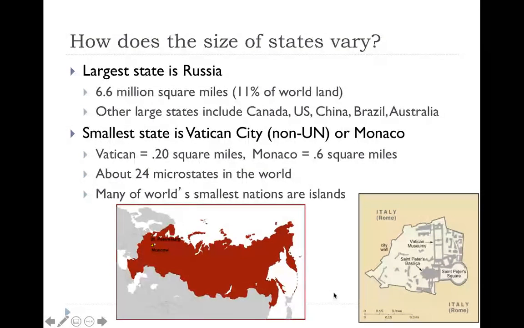When we look at the smallest states, we already talked about the Vatican City. Again, that's not recognized by the United Nations. There's a picture of the Vatican City there and just how small it actually is. It's surrounded by the city of Rome, and inside the Vatican City, it's about 0.2 square miles. And again, the smallest state in the world that's recognized by the United Nations is the state of Monaco, which is a little over a half of a square mile. There are, again, 24 of those different microstates all around the world, and like we said, a lot of the smallest nations in the world are islands.